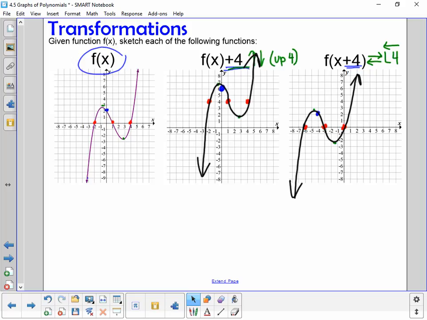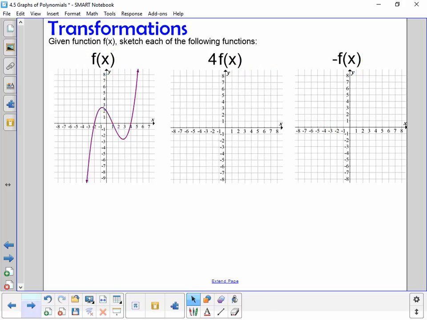Sometimes when you're talking about shifting these left and right, it's hard to see exactly what the translation was, because when you look at them, you're like, well, it looks the same. And they kind of look the same. You just have to notice that the intercepts are different. Another transformation that we can do with functions is to stretch them.